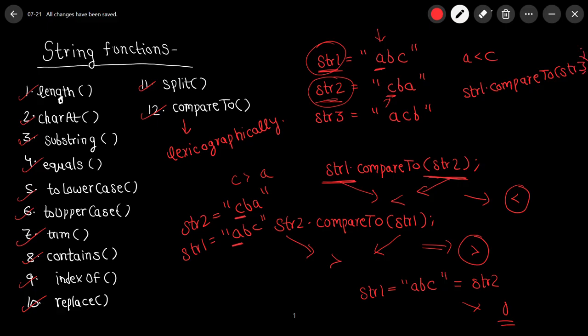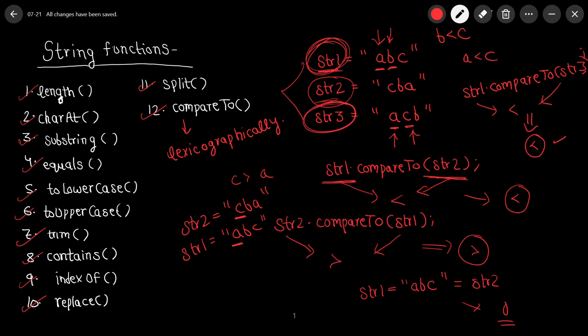Also, let's talk about str1.compareTo(str3). We are talking about these two. Let me erase the previous things. The first character matches in both cases, so we do nothing and move our pointers. Now it will compare B and C, and as you know, B is less than C. That's why str1 is less than str3, so it returns me a negative result. So this was the working of the compareTo function.